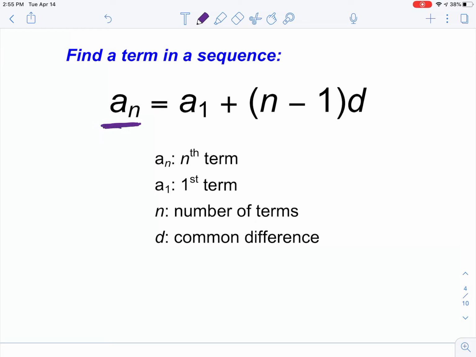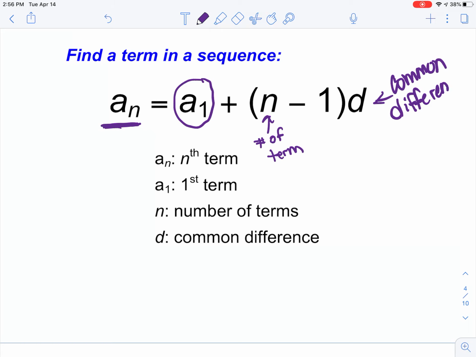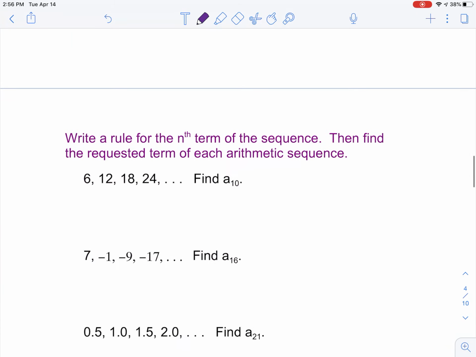This is your last value in the sequence, or if I want the 5th value, a sub 5, I would get that answer. If I want the 100th term, a sub 100, I would get that. This is always your first term. This is the number of terms. So just like I said, if I wanted a sub 100, my n value is 100, I'm getting the 100th term. And then we all know what our D value is. That is our common difference, what we're adding or subtracting each time to get the next term.